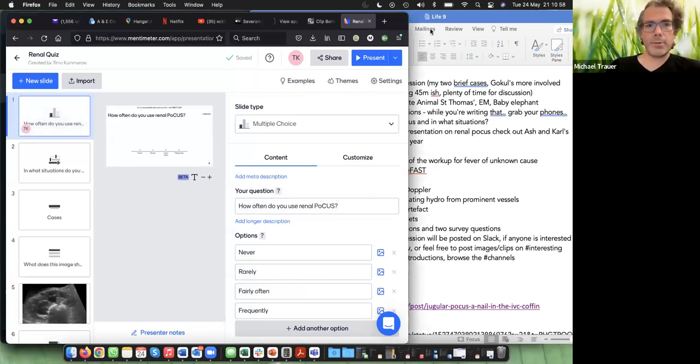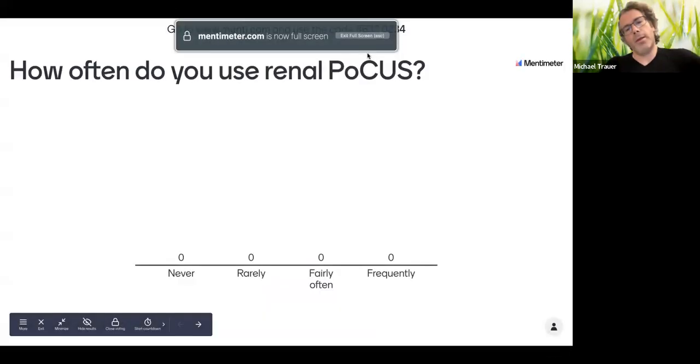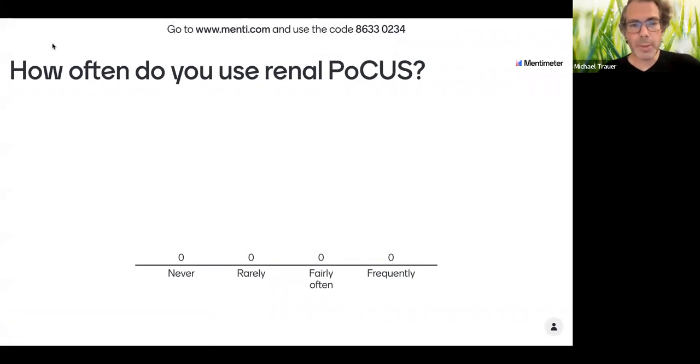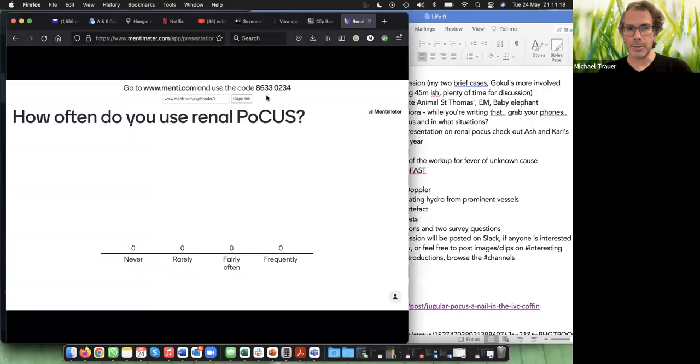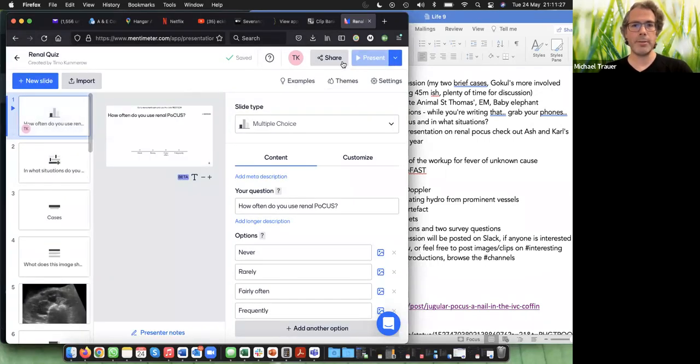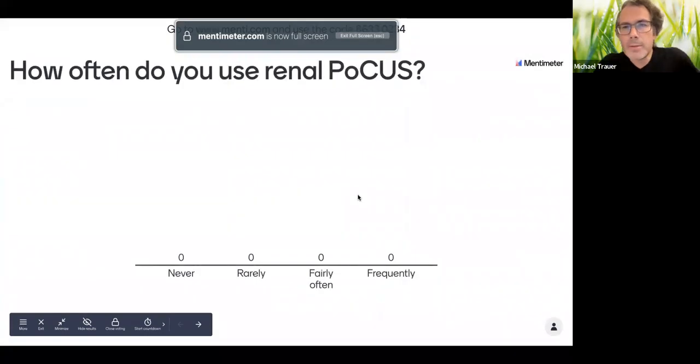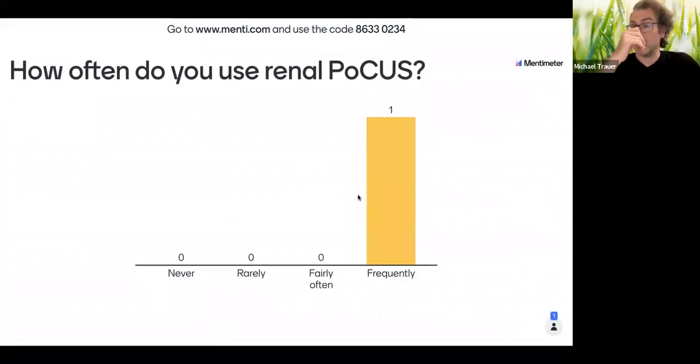I'll just share my screen. So first, if you grab your mobile phones and go to menti.com, and then pop in this 8-digit code at the top of the screen: 86330234. And the first question is just, how often do you use renal PoCUS?